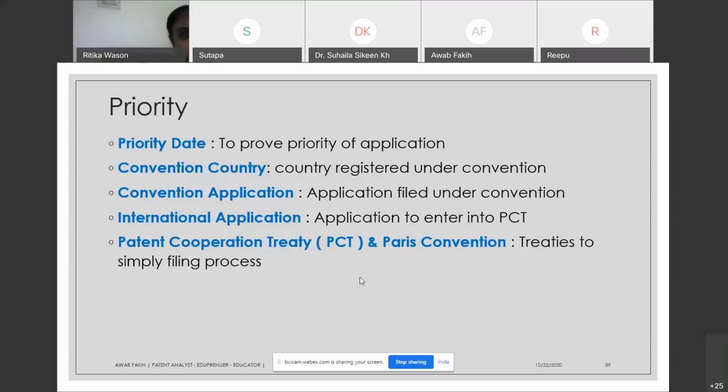Okay. So now one of the questions we were having is about the global patent. So my dear friend, let's be very clear. There is nothing known as a global patent. Nothing known as a global patent.